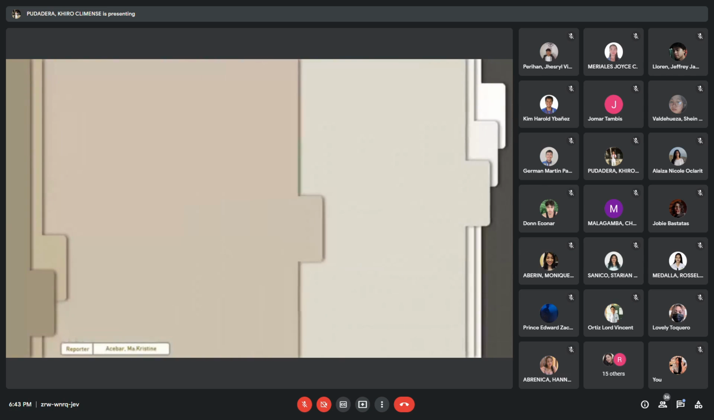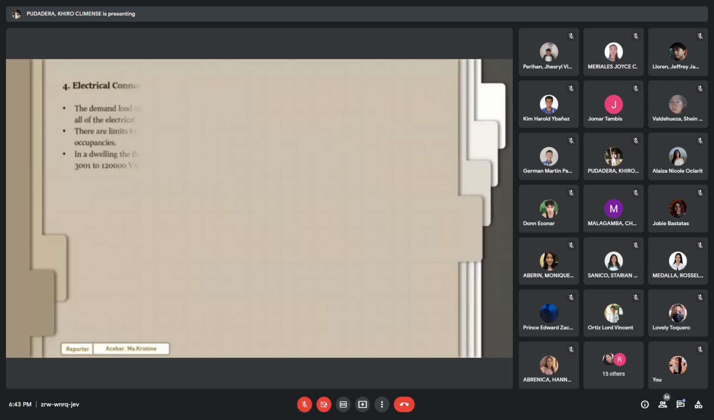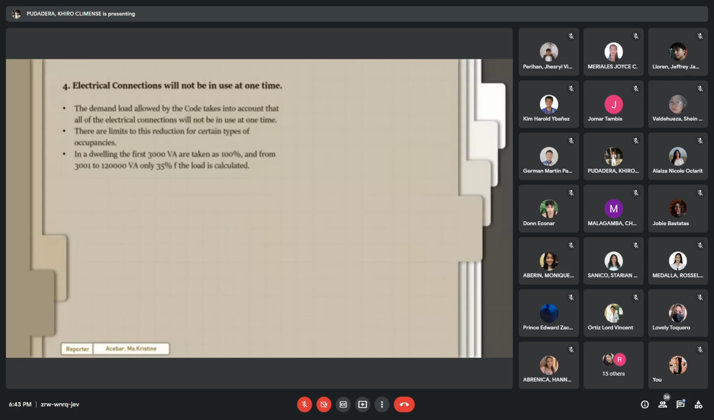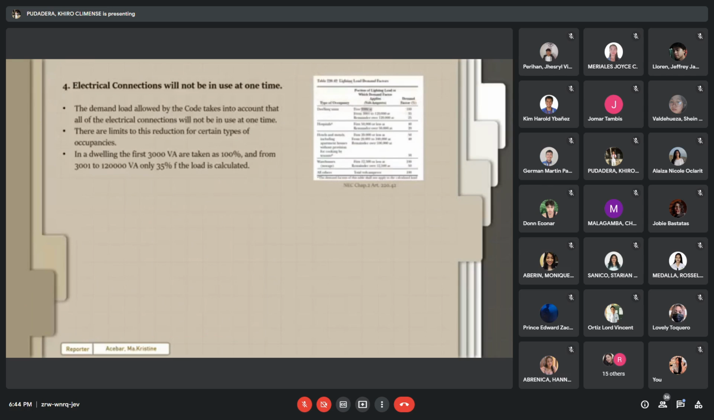Fourth, electrical connections will not be in use at one time. To prevent hazard arising from the use of electricity, the demand load allowed by the code takes into account that all of the electrical connections will not be in use at one time. Let us look at the graph on the right. So this is from Article 220.42. Makita nato ang demand load for each type of occupancies.